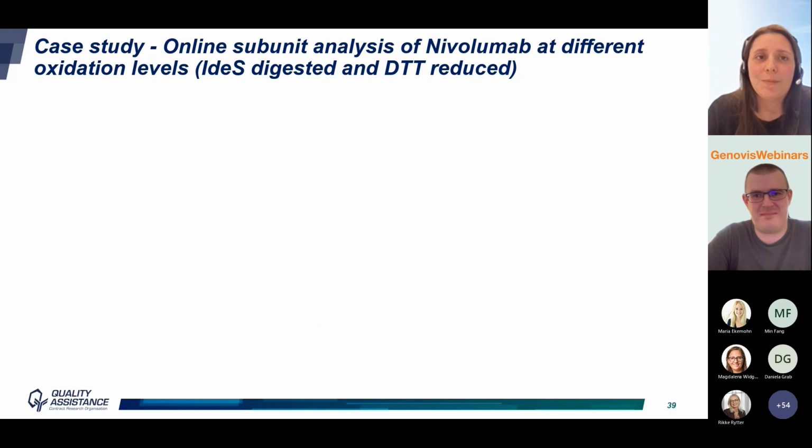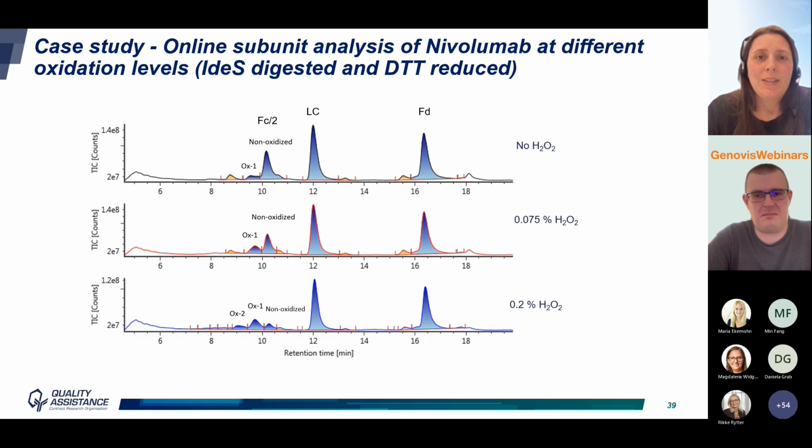So to test the system, we again did a small case study where we prepared a nivolumab at 2 different levels of oxidation. And these are the chromatograms. So we see again the 3 species, and we see for the Fc more or less oxidation. For the first level, there is a bit of oxidation. And when we increase the hydrogen peroxide, we see the formation of 1 or 2 oxidized species on the Fc peak, eluting here around 9-10 minutes.